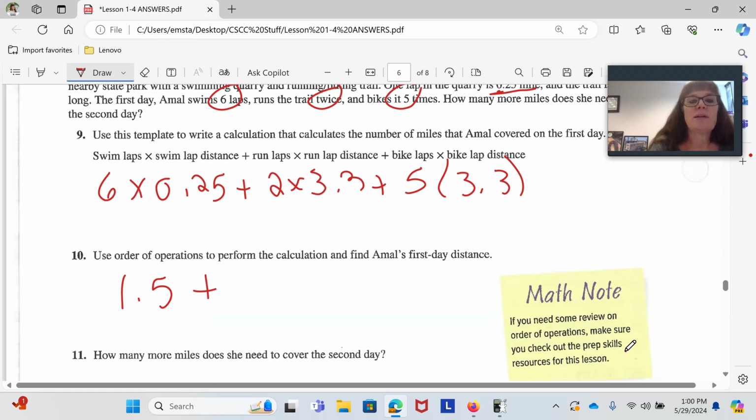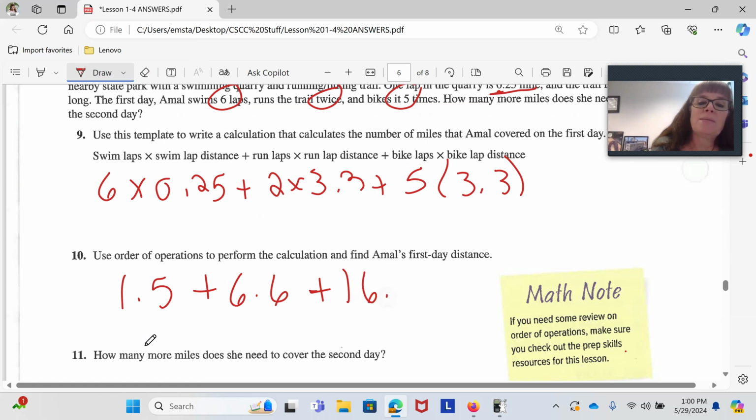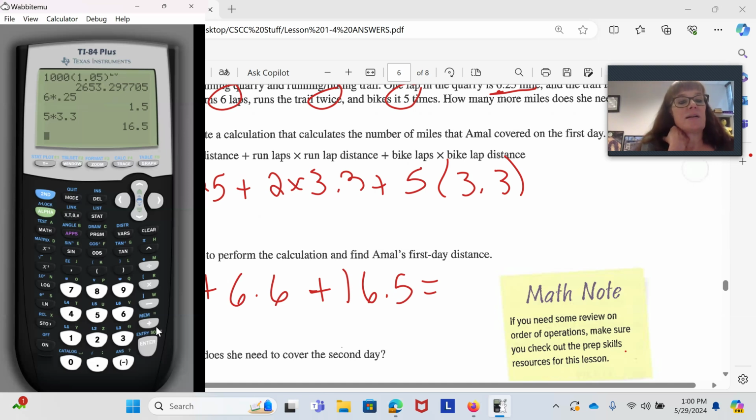And then for her running, we're going to do 2 times 3.3, which is 6.6. And then 5 times 3.3 for her biking. So she has 16.5. And then we're going to add all this together to figure out what her first day distance was. So I'm going to add to that 1.5, and I'm also going to add 6.6. So her first day distance was 24.6 miles.